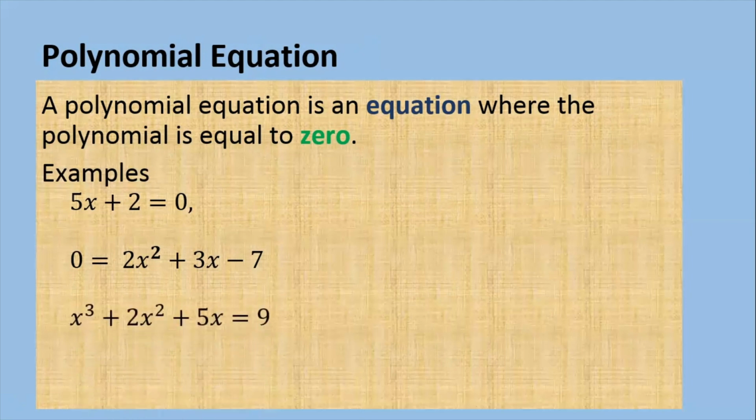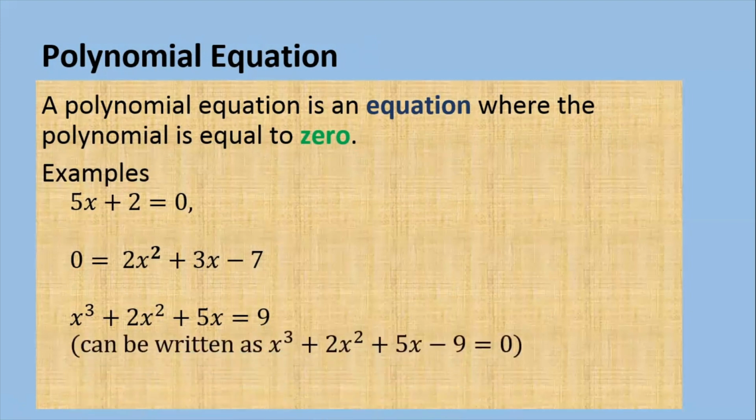And here you've got x cubed plus 2x squared plus 5x equal to 9. Is this a polynomial equation? Well, it is actually. Why? Because you can rewrite it as x cubed plus 2x squared plus 5x minus 9 equal to 0.